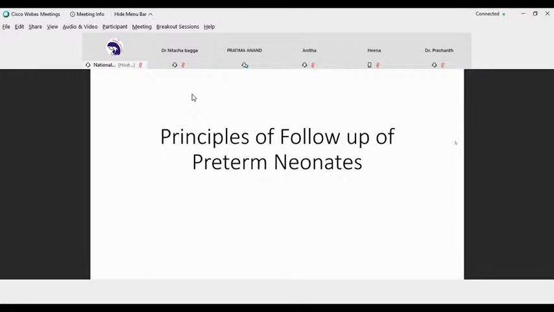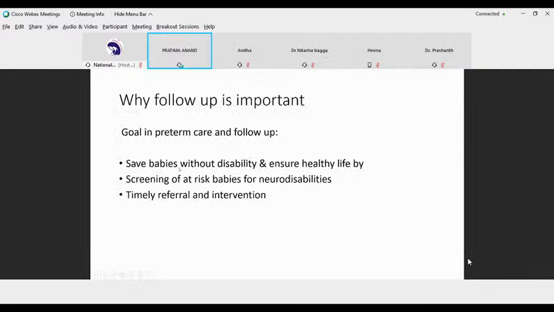So why is follow-up important? The goals of preterm care and follow-up along with ROP follow-up is to have an intact survival. So not only saving the babies, but we have to save the babies without disability and ensure a healthy life. And so we need to do a developmental assessment and screen the babies for neurodisabilities so that they can be timely referred for physiotherapy, for vision or hearing intervention if at all it is required.